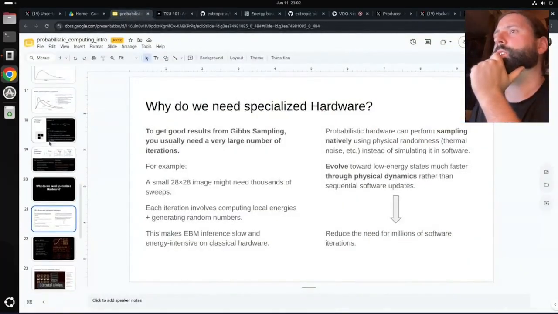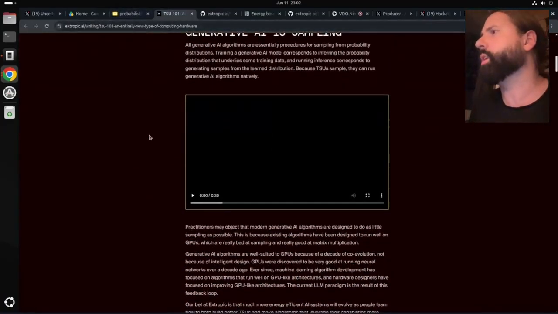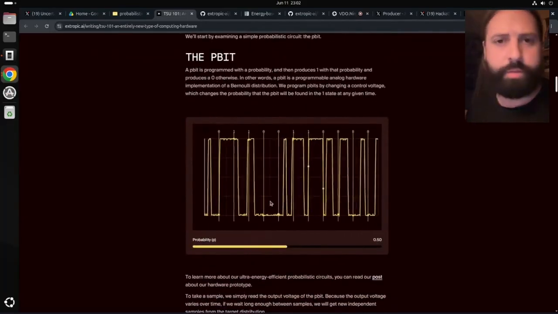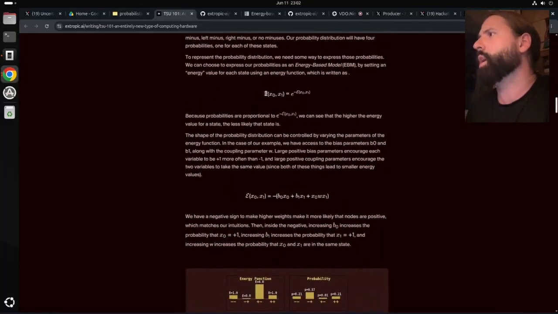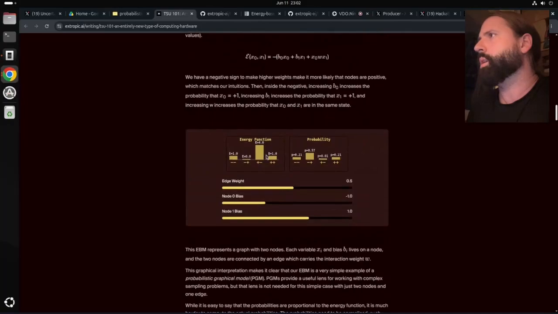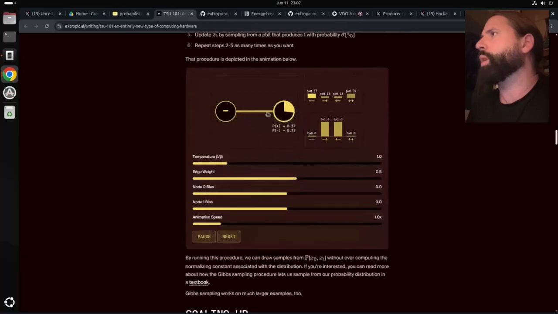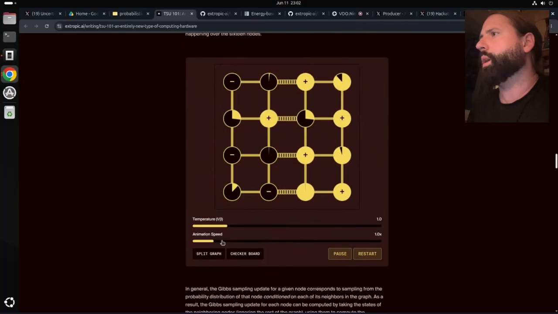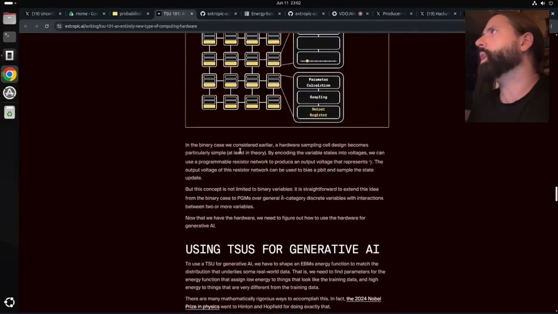I'll probably share the slides. No, that's the link, because this is a very interesting article where they explain how TSUs work, so you can have some interactive visualizations, if you want to play with them, to help you understand some of this stuff. Here you can see the energy functions and the probability distributions. You can see how two different probabilistic bits can interact with each other, and a more complex setup, and you can play with the temperature here. I definitely recommend giving these a read.